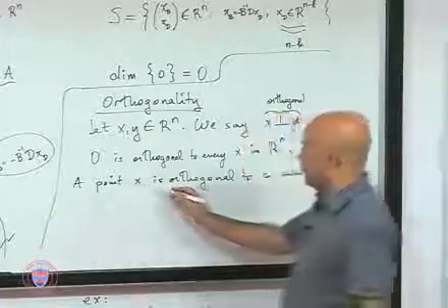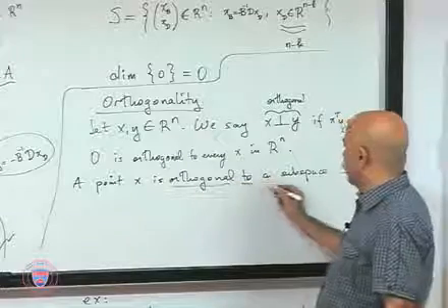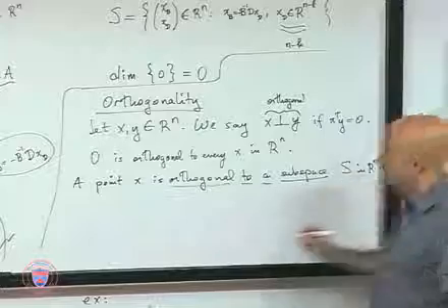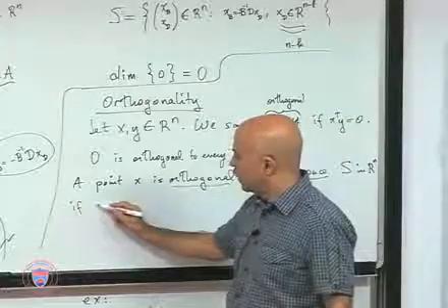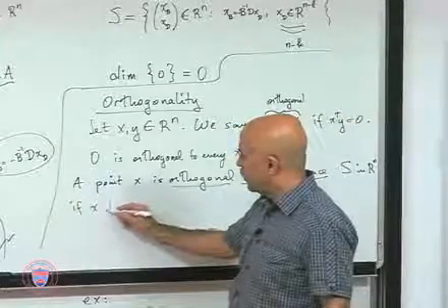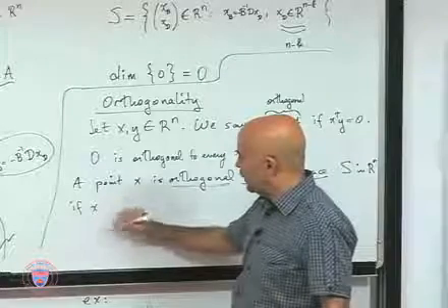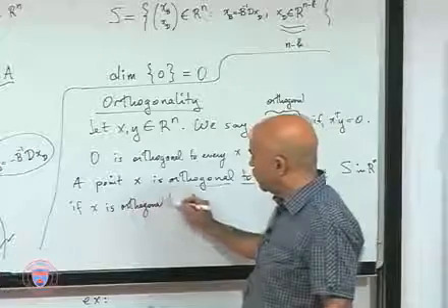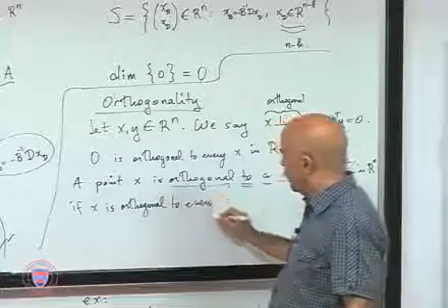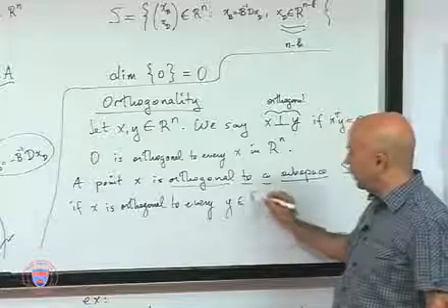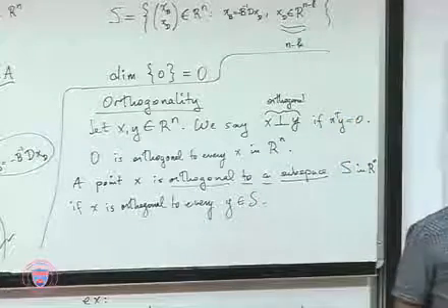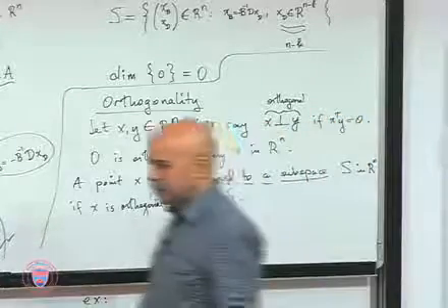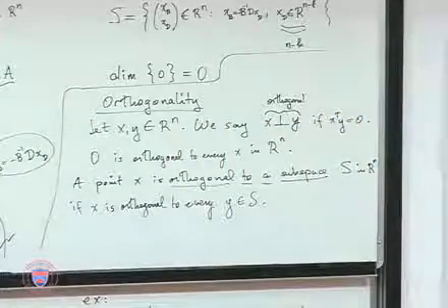A point x or a vector x is orthogonal to a subspace S in Rn if x is orthogonal to every point y in that subspace. Okay? So point-to-subspace orthogonality is defined by point-to-point orthogonality.